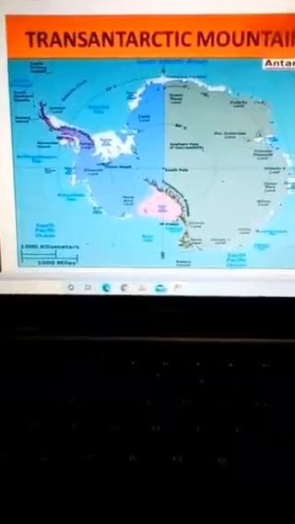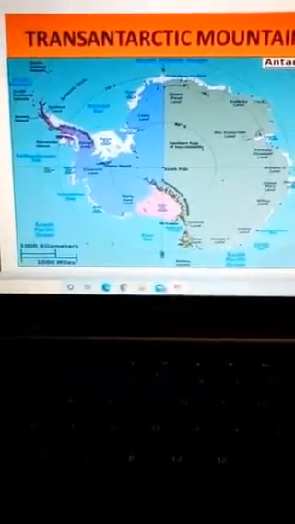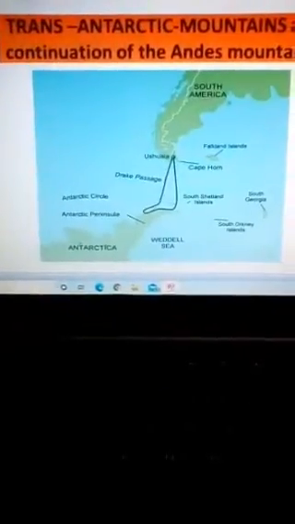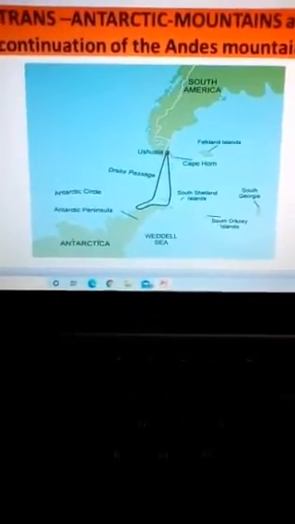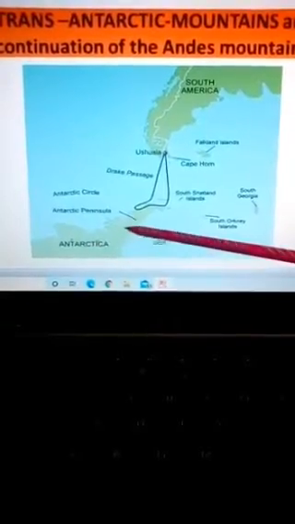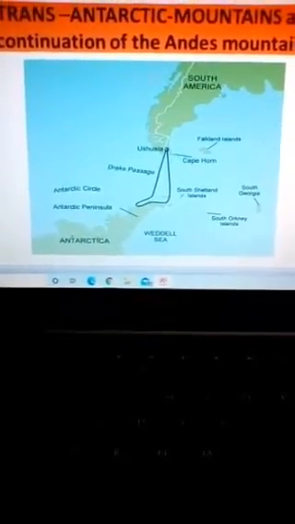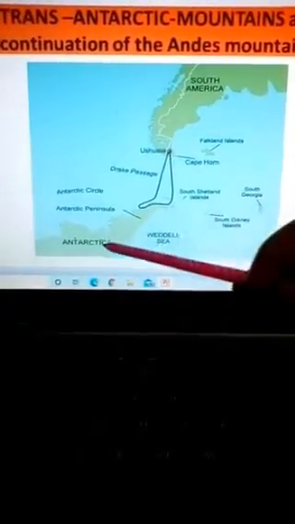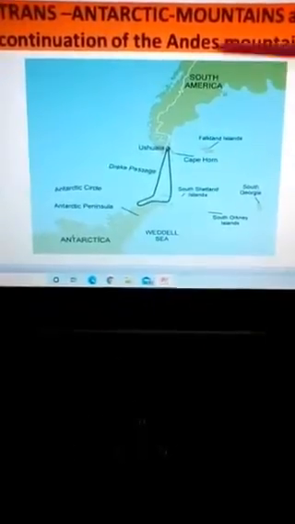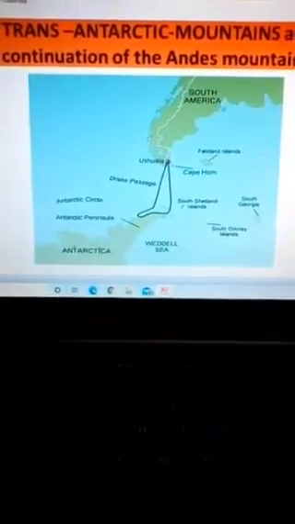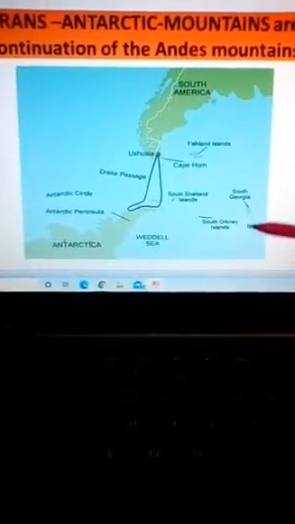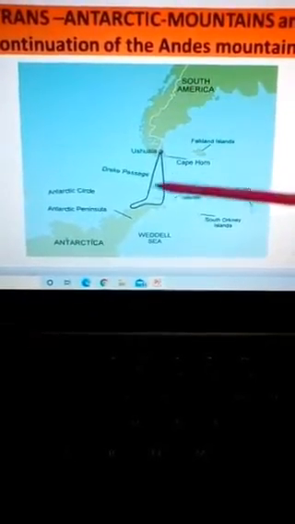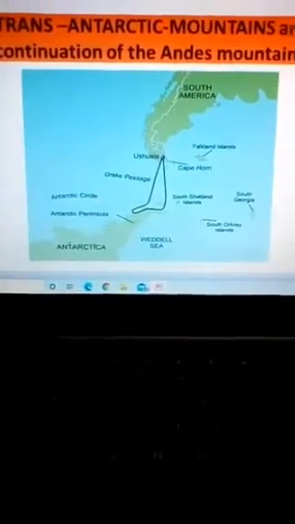Now this peninsula forms a continuation of the Andes Mountains. We've learnt about these Andes Mountains in South America, right? So when we are saying that the continuation of the Transantarctic mountains is from the Andes mountain ranges, we need to understand that at one point of time, all these continents were joined together and gradually they must have rifted apart. Then only do we have the continuous range of the young fold mountains.